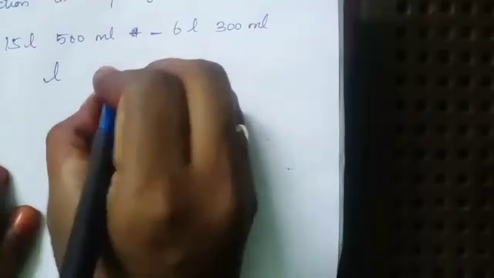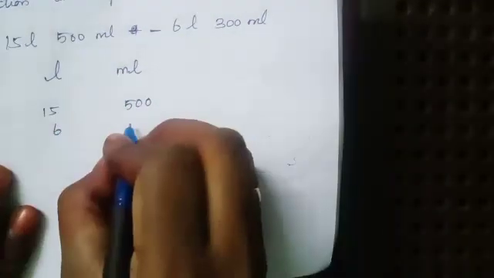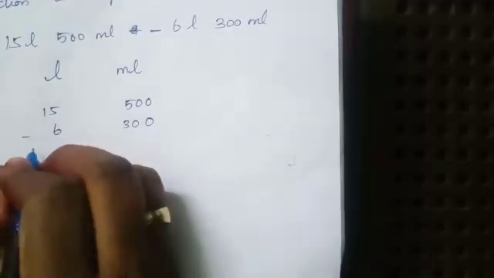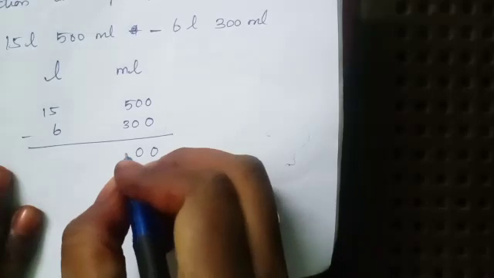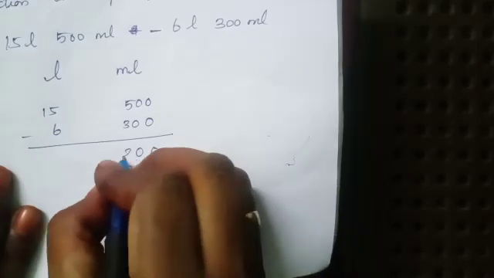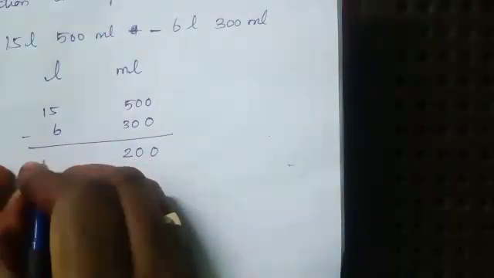First we write the units. The units are liter and milliliter. In liter we write 15 and in milliliter we write 500. The same way, for 6 liter 300 milliliter we write 6 in liter and 300 in milliliter. If you subtract, 500 minus 300 is 200. 15 minus 6 is 9. So the difference between the two capacities is 9 liter 200 milliliter.